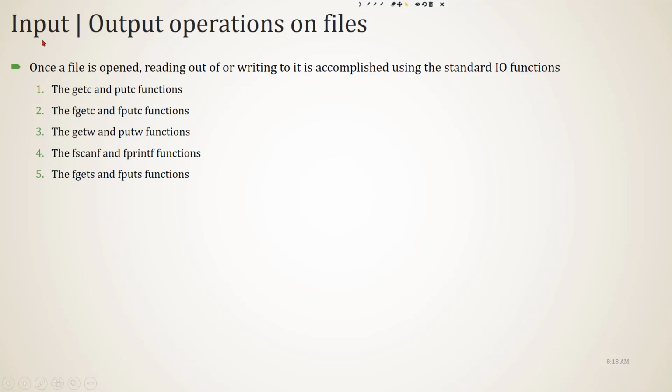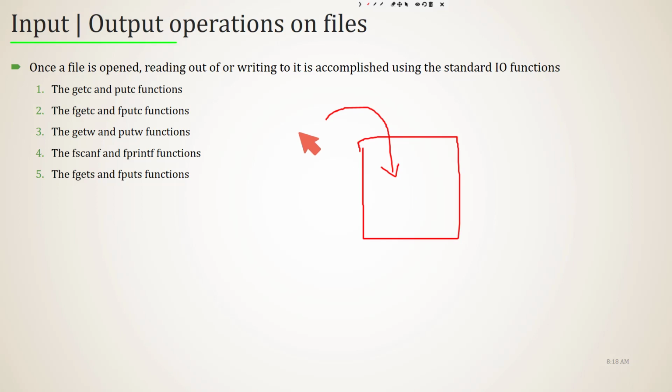Okay, next is input and output operation on files. Suppose I have a file. Inputting means putting something to the file. Output operation means taking something out of the file, or reading the file. Output means read. Input means write. This is a file.